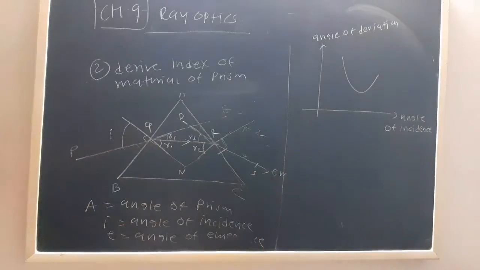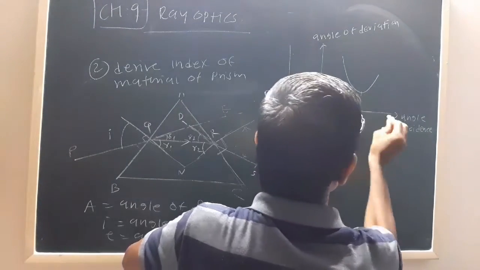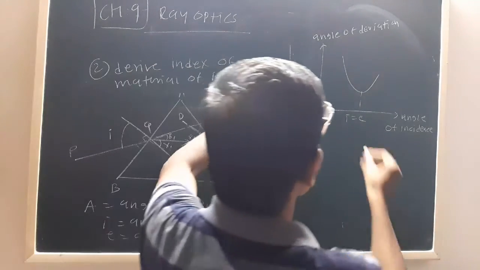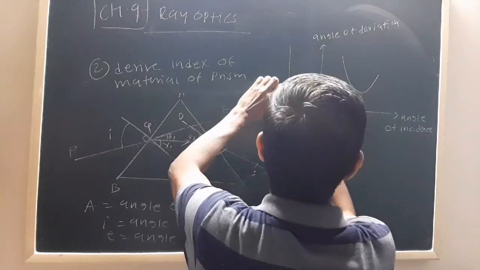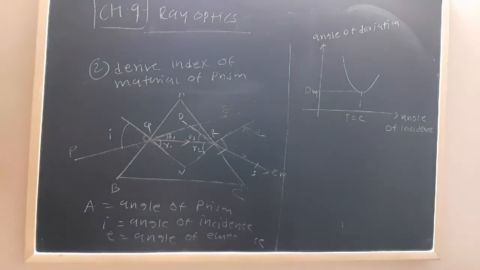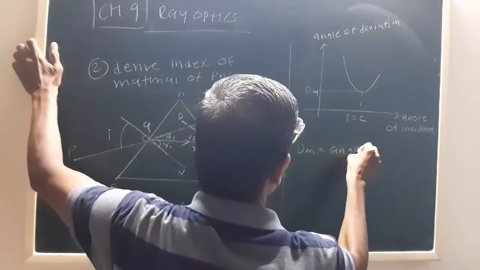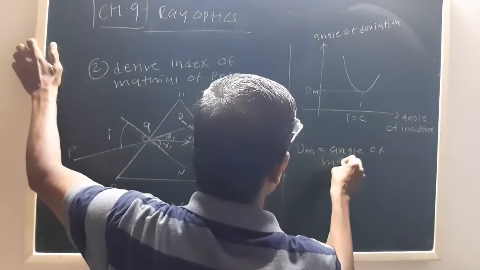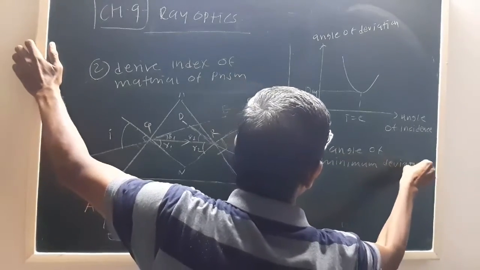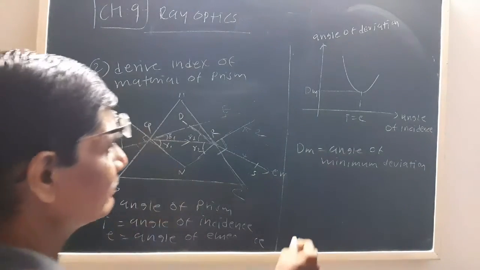Okay, now the experiment shows that when i is equal to e, that is, angle of incidence is equal to angle of emergence, the angle of deviation becomes minimum. The angle of minimum deviation we call Dm. Dm is the angle of minimum deviation. Now we come back to our equation.